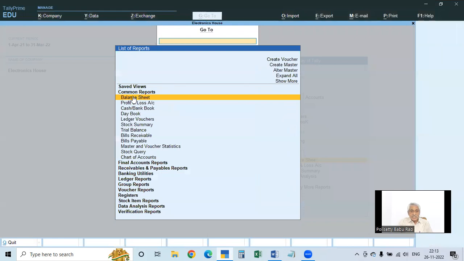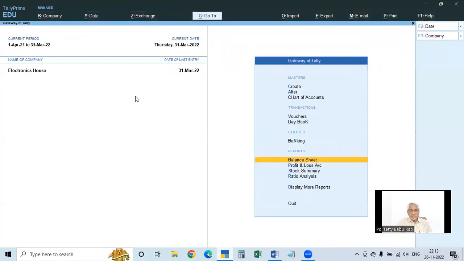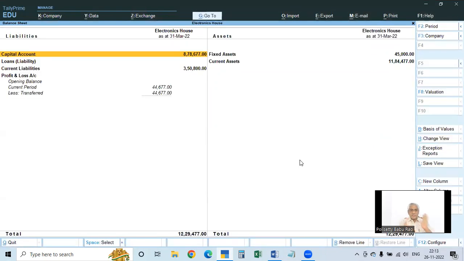In this case, see common reports. The first one is Balance Sheet. So if you click this, you'll get the balance sheet, or you can click in the Gateway of Tally, and there also you'll get the balance sheet. Okay, so we'll take this one. This is the balance sheet.